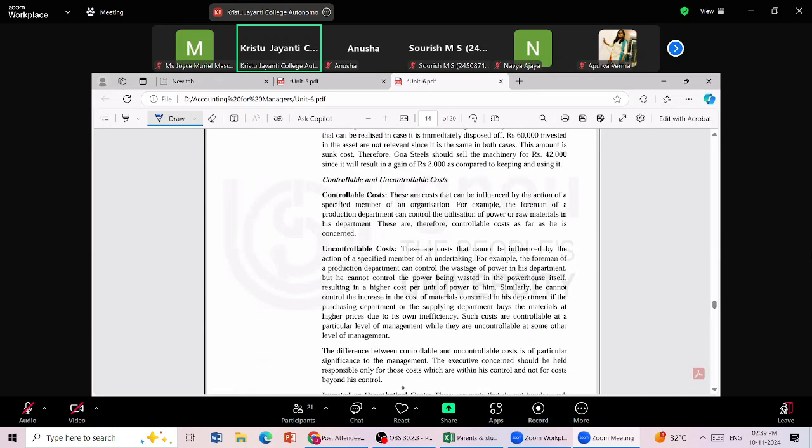And controllable cost is the cost that is influenced by your action. That is something in your hand. So usage of power at the time of production is in the hands of the laborers who are using it. That is controllable cost. Uncontrollable cost is which is not in your control. For example, the foreman of the production department can control the wastage of power in his department, but he cannot control the power being wasted in the powerhouse. So something beyond our control is uncontrollable cost.